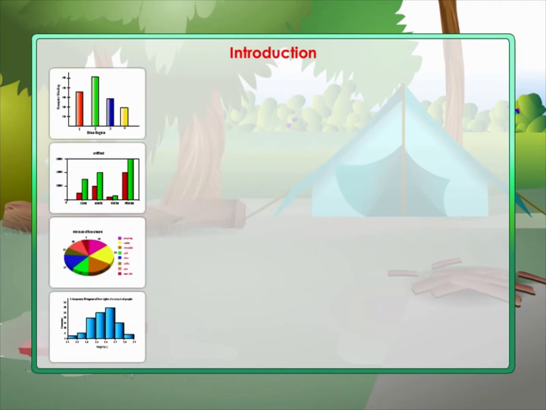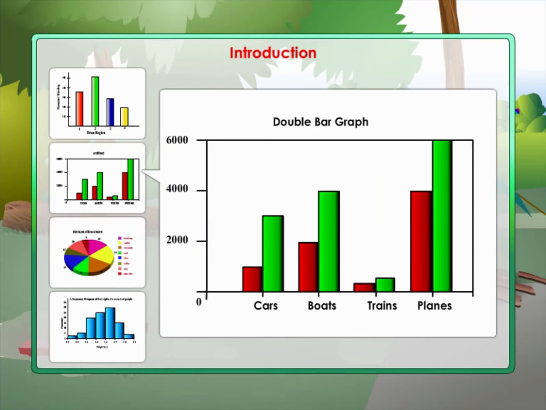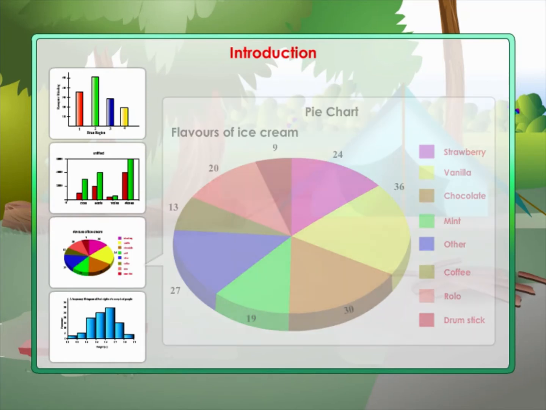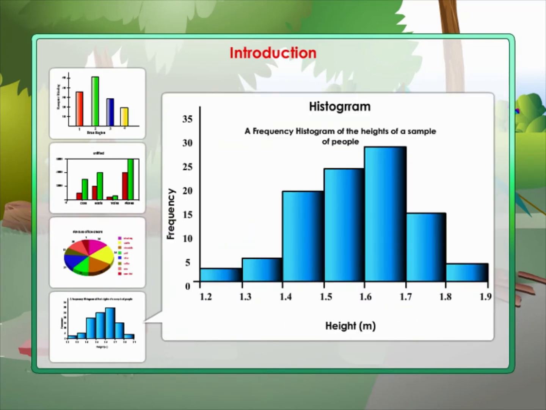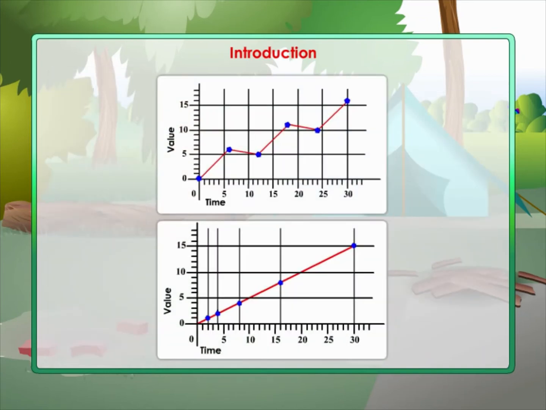There are many different types of graphs. They are bar graph, double bar graph, pie chart, and histogram. In this lesson, we will discuss line graph and linear graph.